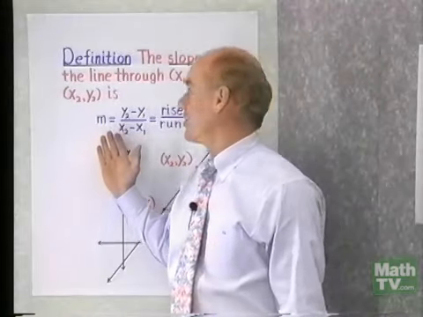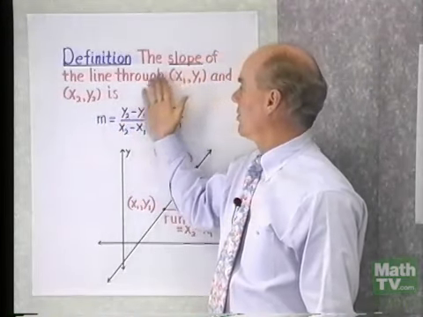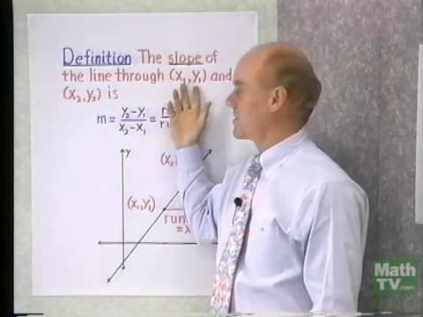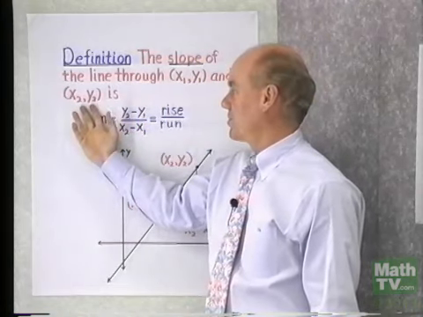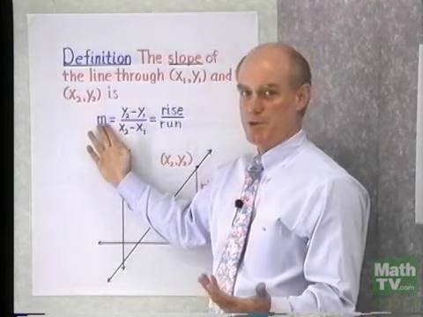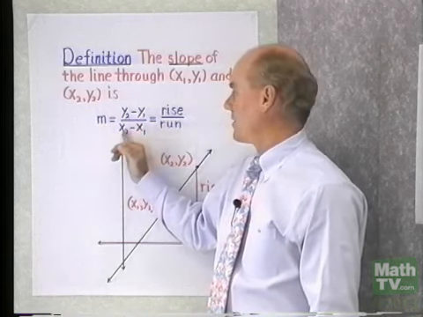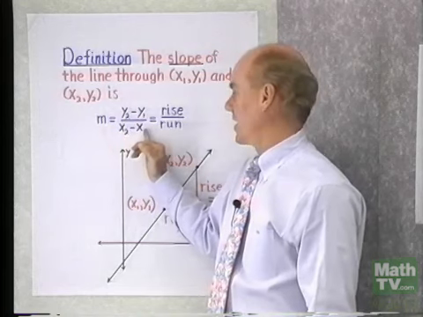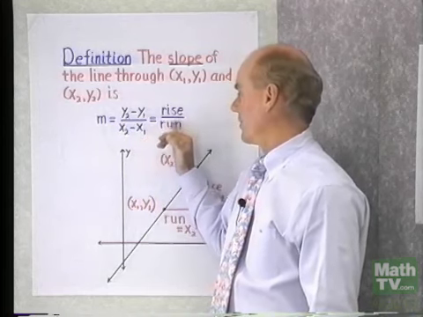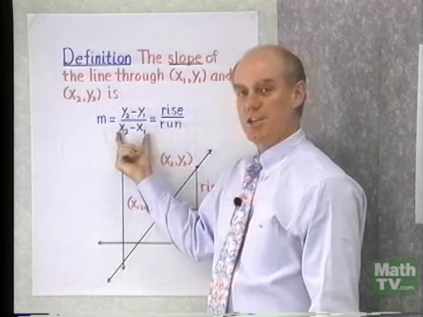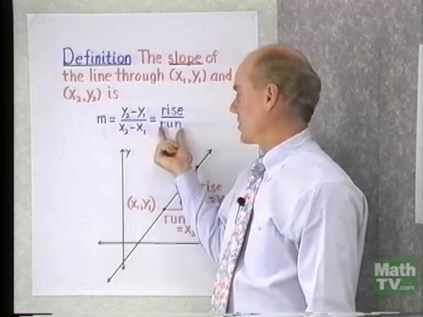I've written over here the definition for the slope of a line. The slope of the line through the points (x1, y1) and (x2, y2) is given by this formula. m is the letter we usually use to represent slope: m = (y2 − y1) / (x2 − x1), and that's equal to the rise over the run. This is the algebraic definition for slope, and this is the geometric definition.